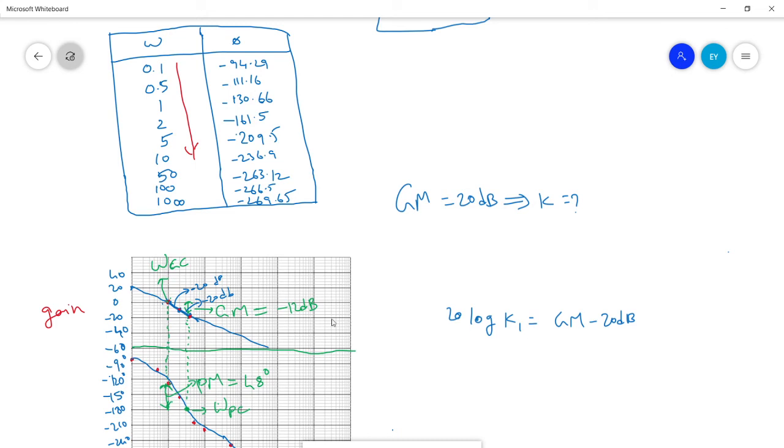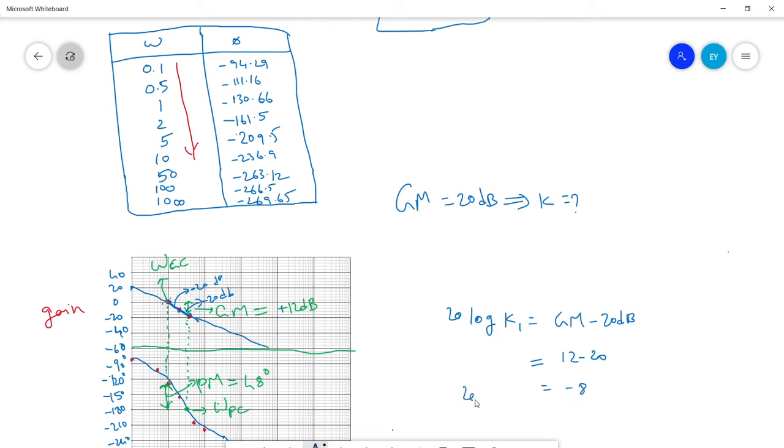So we need to subtract the gain margin from this point. Gain margin minus 20 dB is equal to 20 log K1. But we know the gain margin, we have calculated it here. The gain margin is, from here, 0 minus 12, actually 12, not minus 12. It is plus 12. 12 minus 20, that is minus 8.